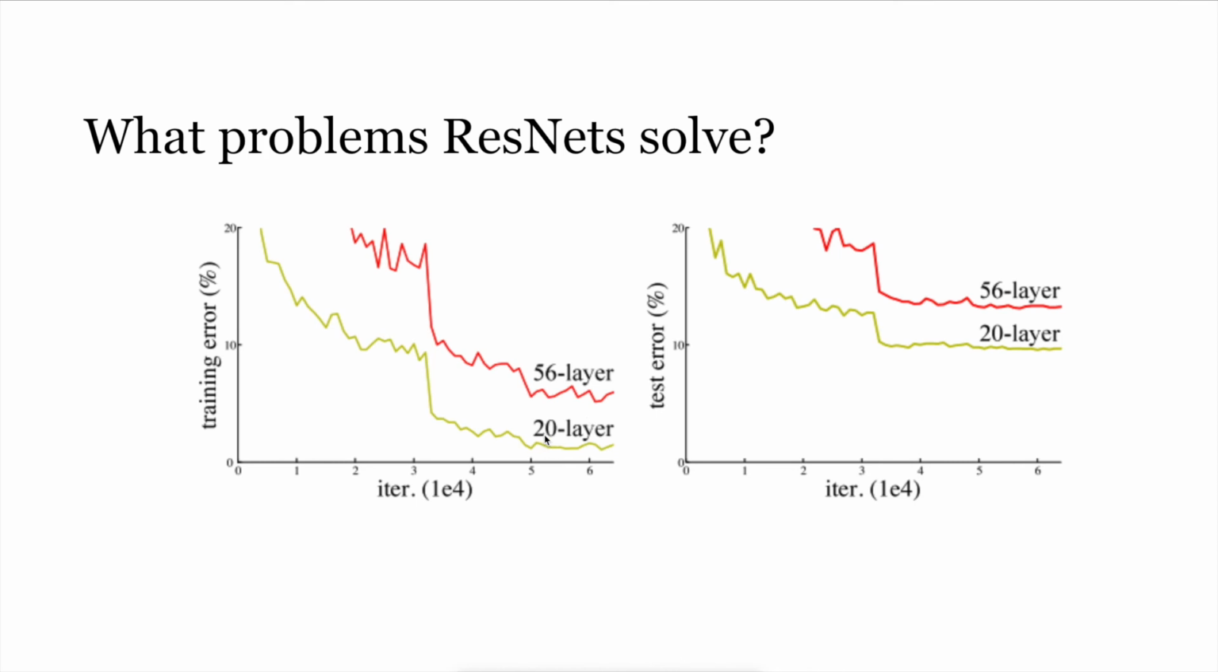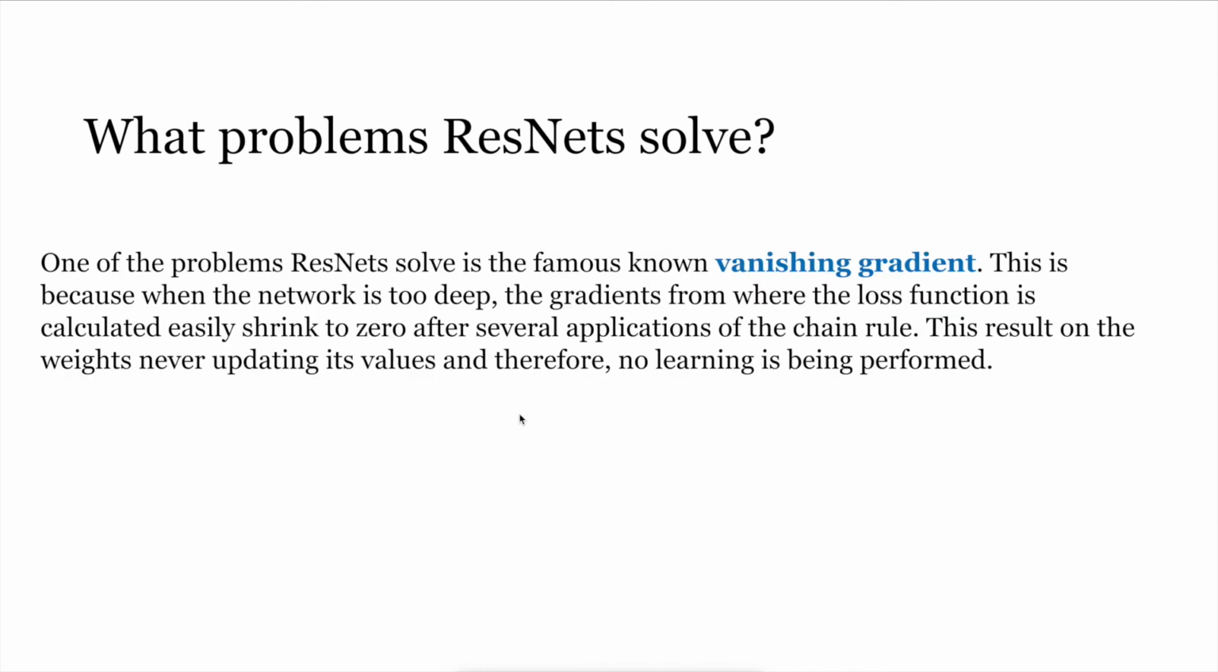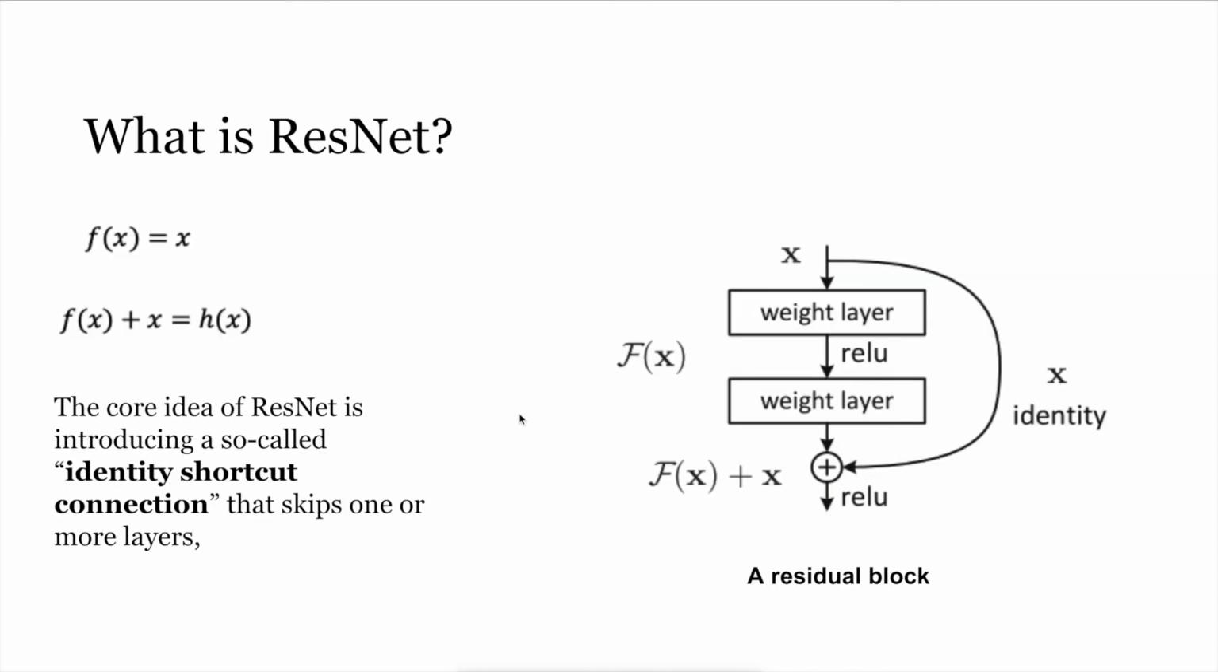So what do we have to do for that? That problem is solved by ResNet. Training error should not increase if we go deeper in the network. That is called ResNet. Right now I'm talking about what ResNet is.